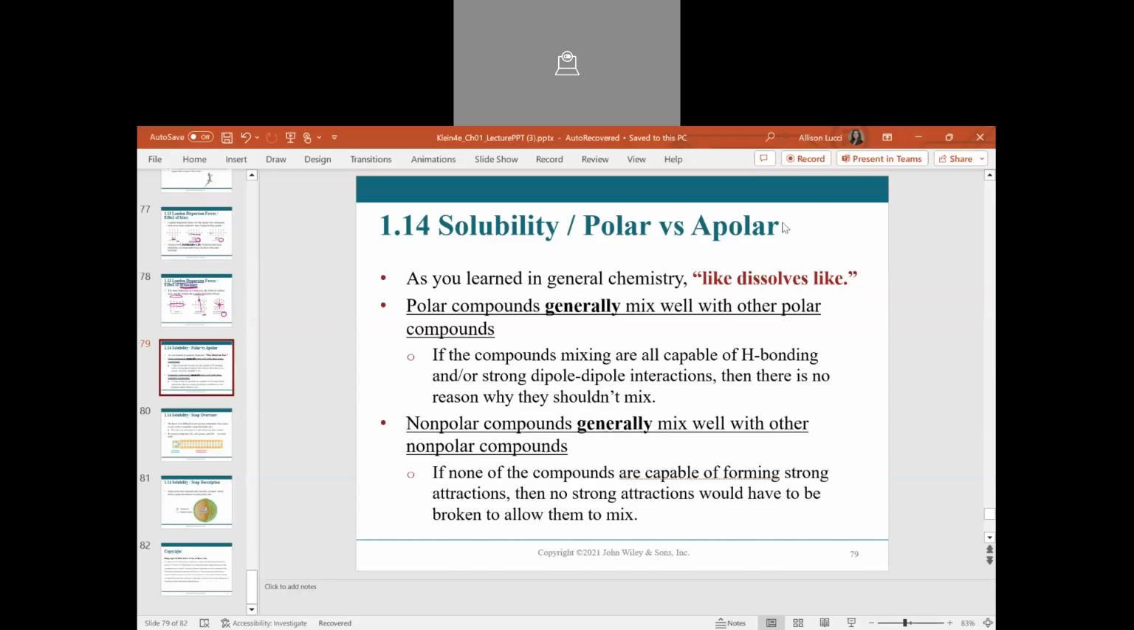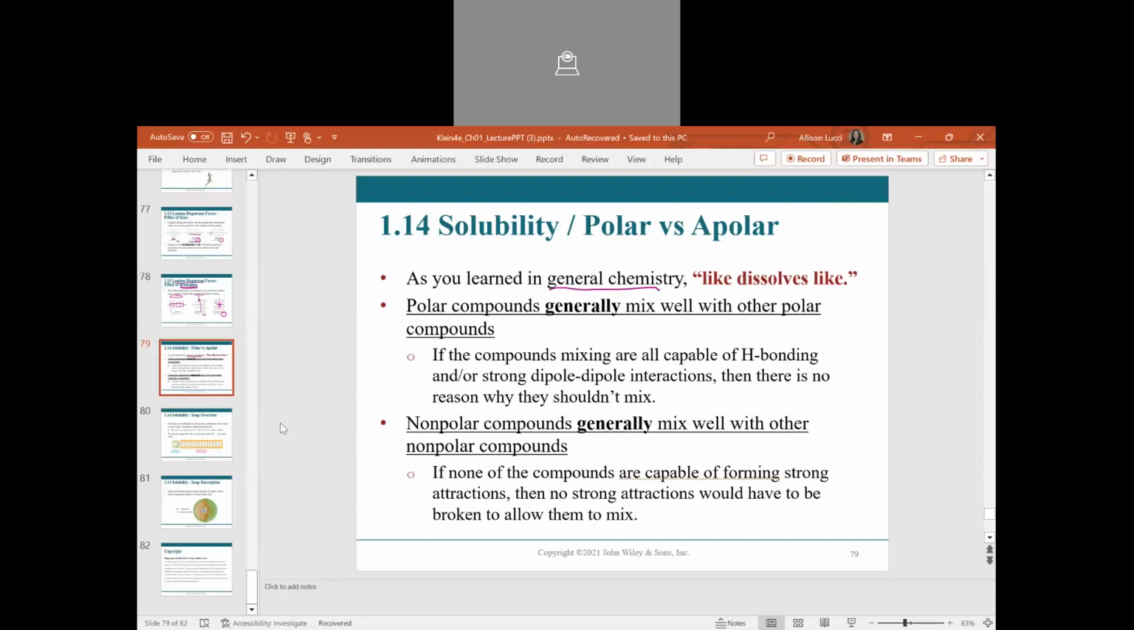The last section in Chapter 1, this will be 1.14, is a discussion of solubility and polar and what are called apolar solvents. So things that are polar or nonpolar is another way of saying that. Hopefully you have learned this in general chemistry that like dissolves like. Another way of saying that is polar things will dissolve other polar things, and vice versa. Nonpolar will generally dissolve nonpolar compounds, and polar compounds mix well with other polar compounds.